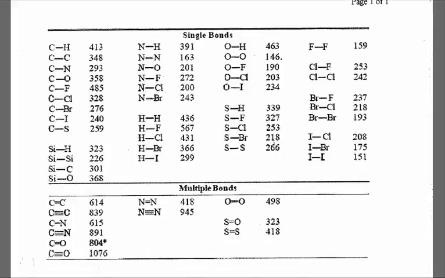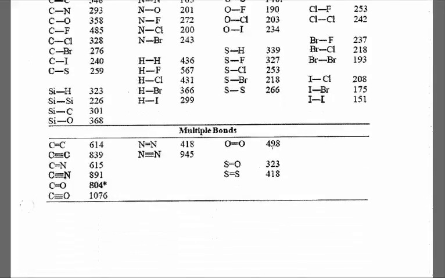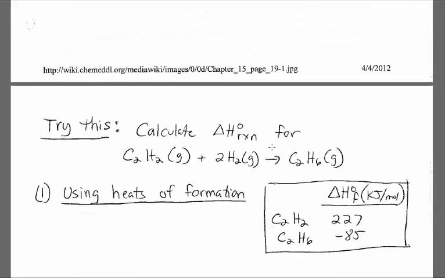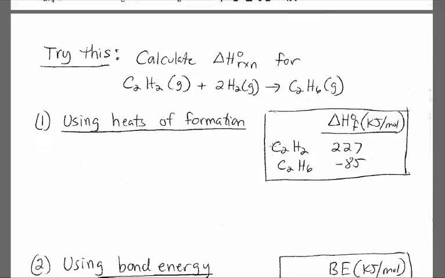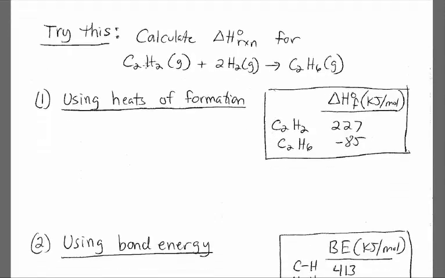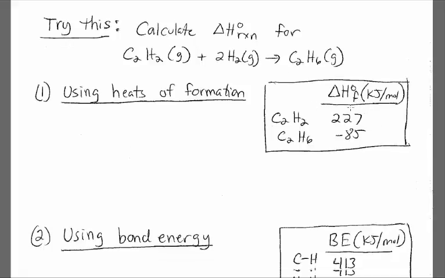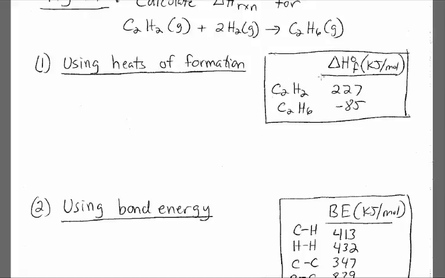All right, so you can use that now to calculate one for yourself. You should definitely try this yourself before restarting the video. Calculate the heat of reaction for C2H2 plus hydrogen going to C2H6. And actually I've given you, okay, you're going to do this 2 different ways. You're going to use the heats of formation for it, and you're going to use bond energies and calculate it 2 different ways and compare them.